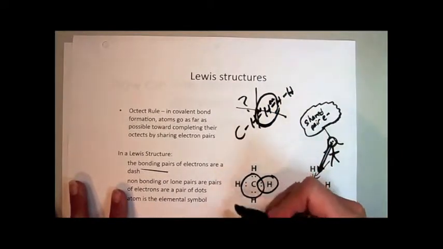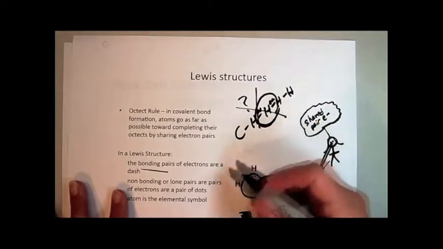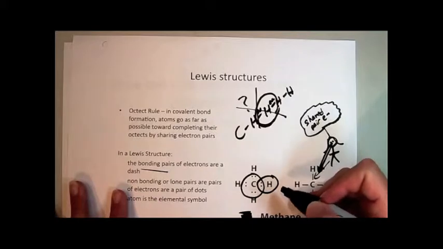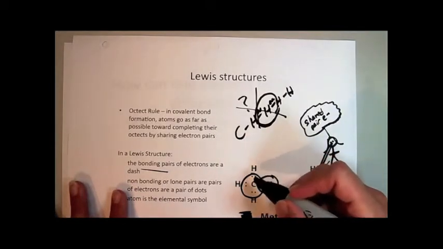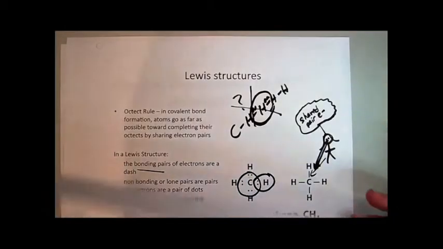So sometimes we say they're terminal. They're always on the outer edges of molecules. All right, so this would be a terminal situation. There's nothing else bound to it but the carbon. All right, so that's what that first rule means.